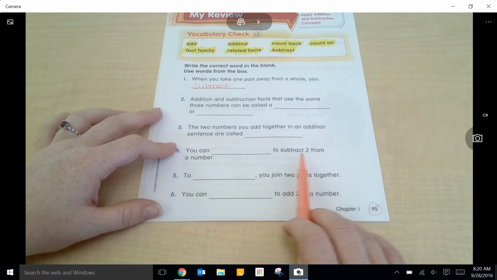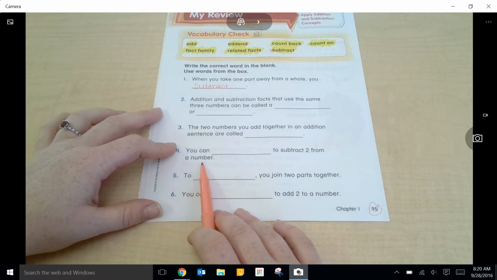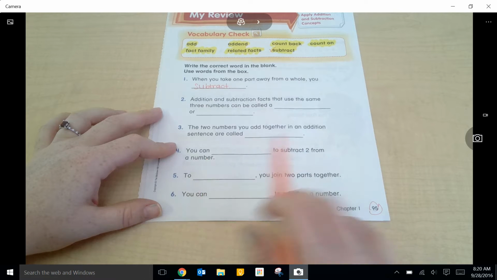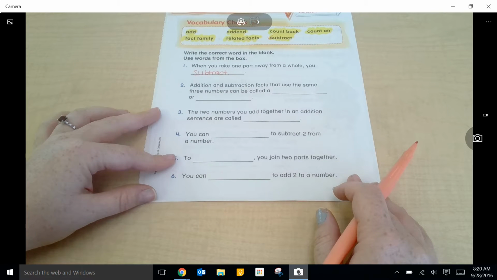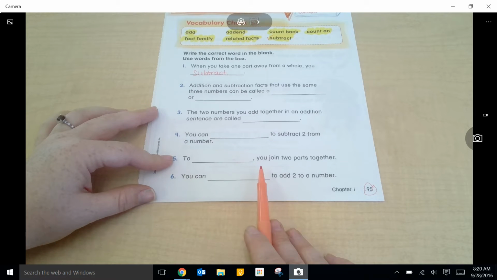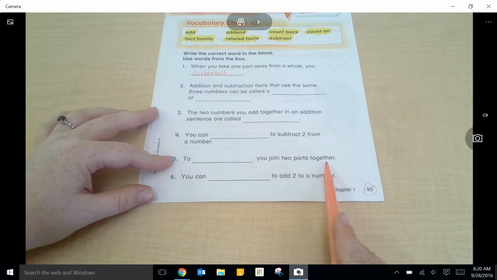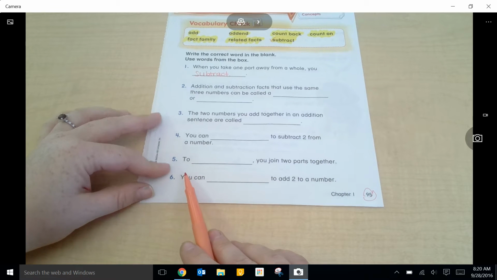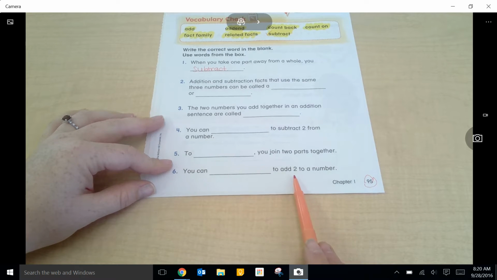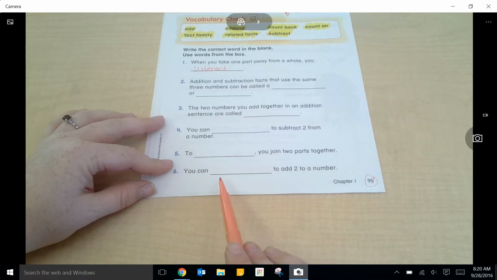You can blank to subtract 2 from a number. Pause the video. Number 5. To blank, you join 2 parts together. Number 6. You can blank to add 2 to a number.